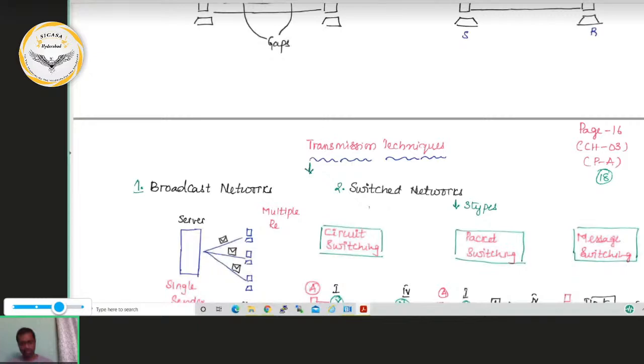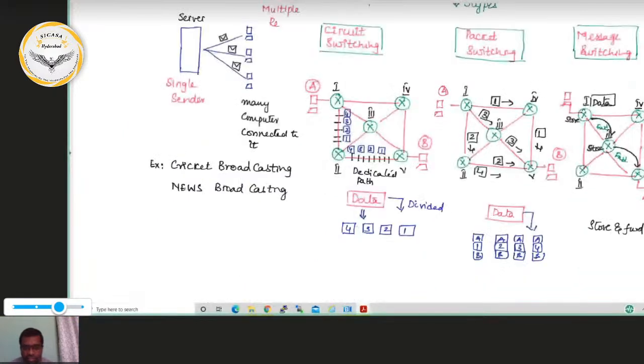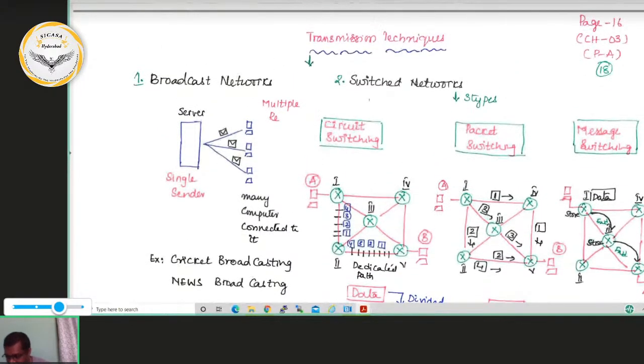So what do you mean by transmission techniques? Transmission techniques are further classified into 2 types. First one is called broadcast networks, second is called switched networks. So how many types of transmission techniques do we have? We have 2 types: first one is the broadcast network, second is the switched network.